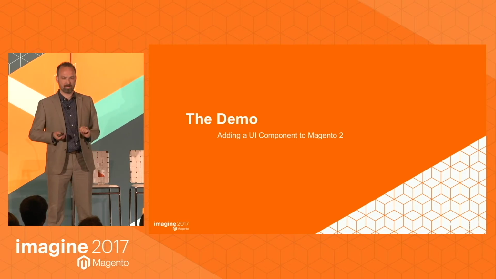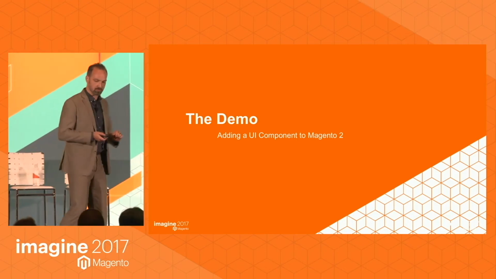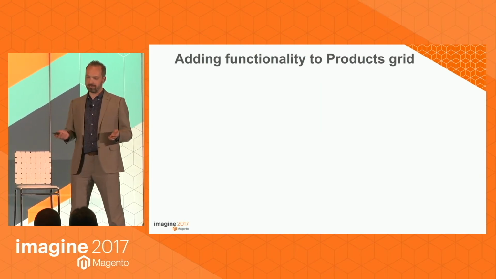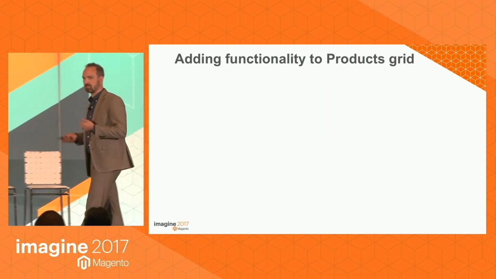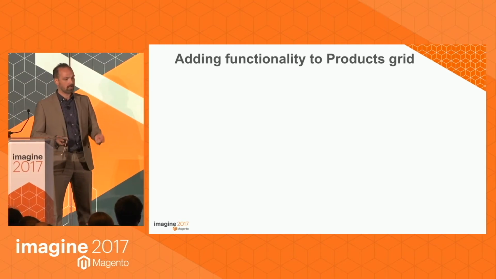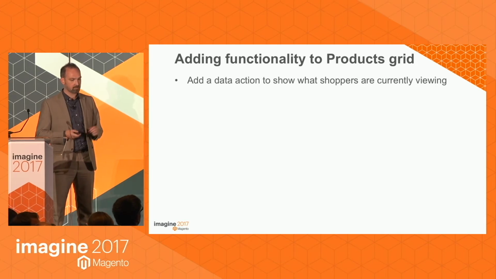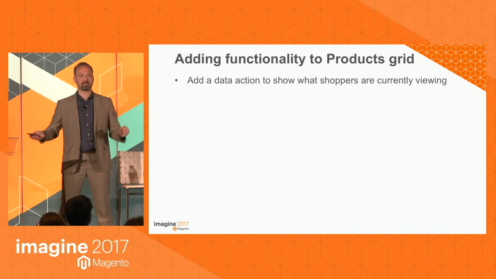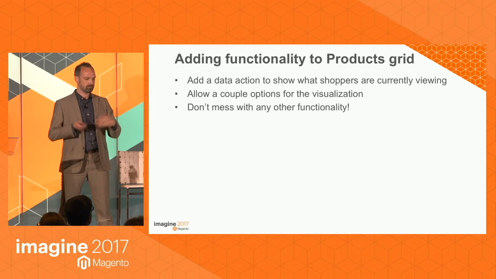Let's look quickly in practice. Let's add a small UI component to a Magento 2 admin. So first of all, we're going to add functionality to an admin products grid. It's a data action, which is a Magento UI concept. It's going to show a view of which of your products are currently being viewed live by your users. The actual exciting implementation of that part, well, it's a different component, and it involves a cool WebSocket, and it's too much for this demo, but well, that's kind of the point. We're going to implement the control interface for it in perfect isolation and declare a loose dependency on the implementation of the view. So we're going to allow a couple of options for the visualization, and we're not going to mess with anything else.